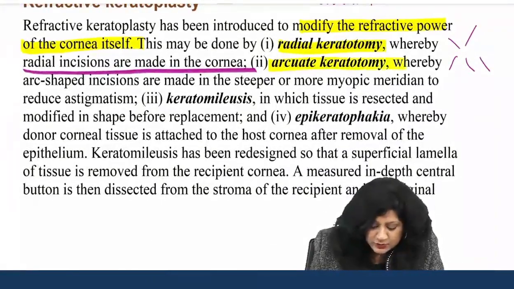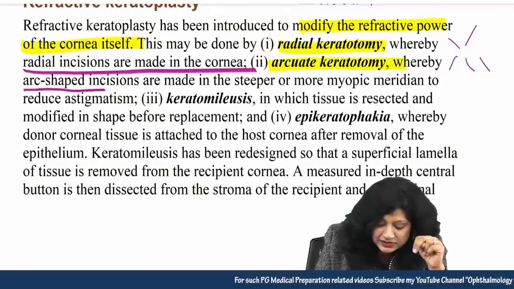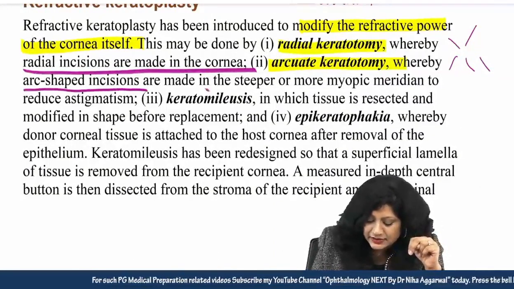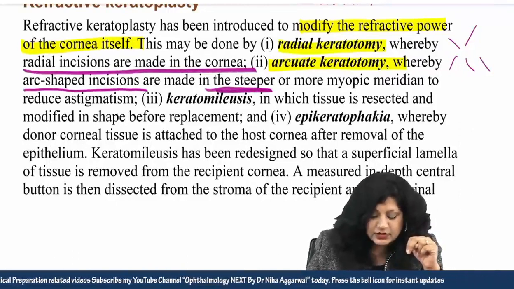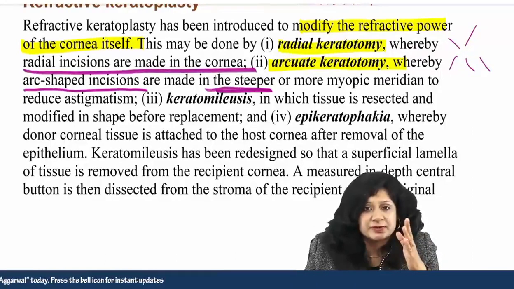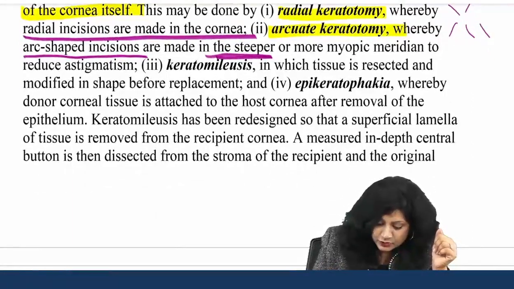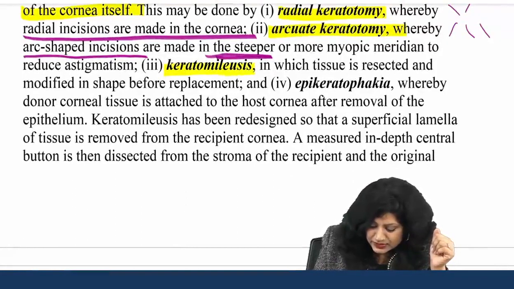So now arcuate means arc like. So here we are having arc shaped incisions, they are made, and they are steeper. What you are doing, these incisions you are giving in those meridians which are more steep, okay, in order to correct the astigmatism.